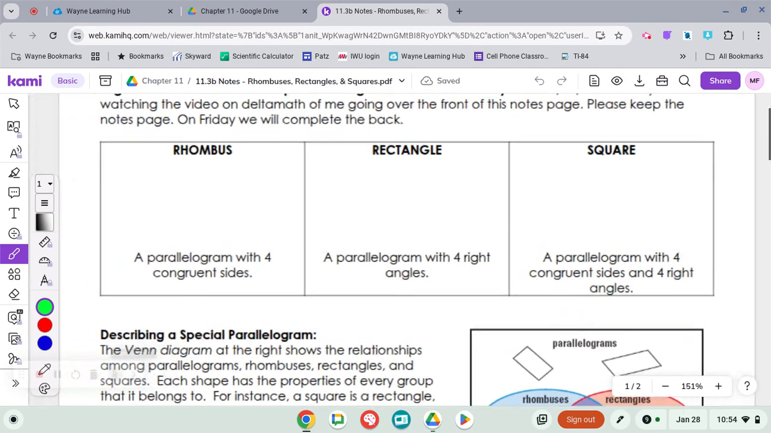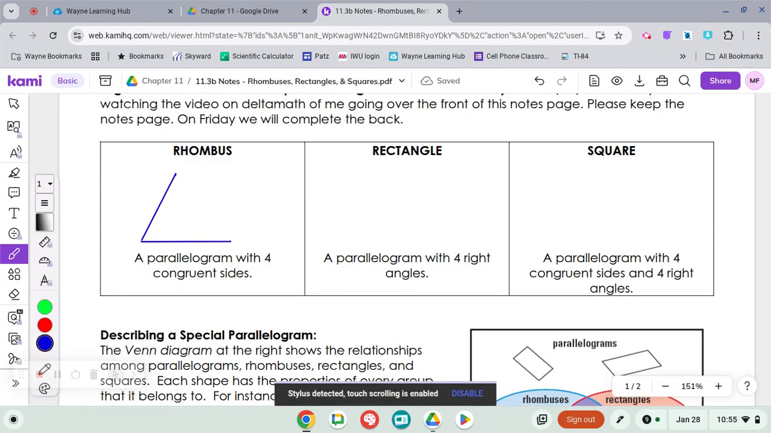We talked about this last week. You guys did that Big Ten activity. But if we have a rhombus, what does that tell us? Right here it says it's a parallelogram with 4 congruent sides. So let's quick draw that.